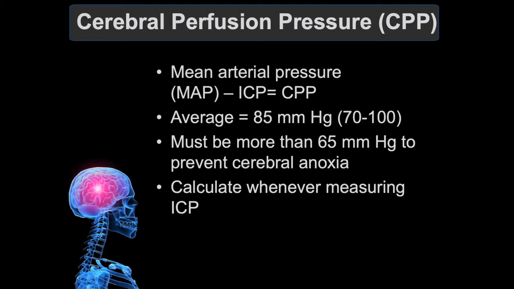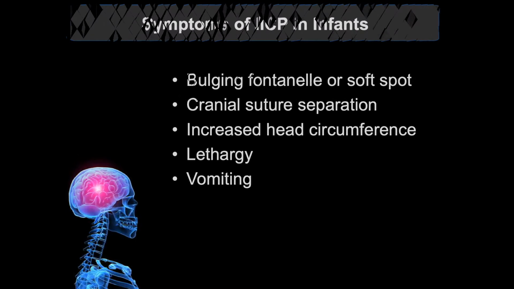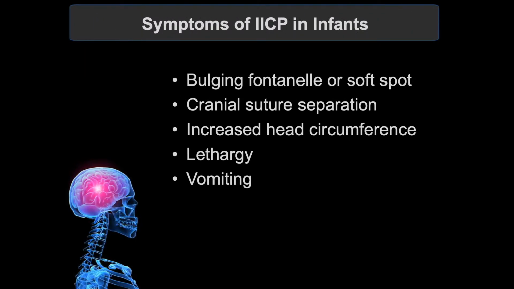Your average should be around 85 millimeters of mercury, that is, between 70 and 100 millimeters of mercury. It must be more than 65 millimeters of mercury to prevent cerebral anoxia. You should be able to calculate it whenever measuring intracranial pressures. Infants can also suffer from IICP, and those symptoms include a bulging fontanelle or soft spot, cranial suture separation, an increased head circumference, lethargy, and vomiting.